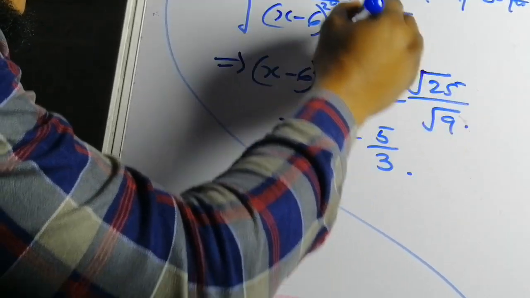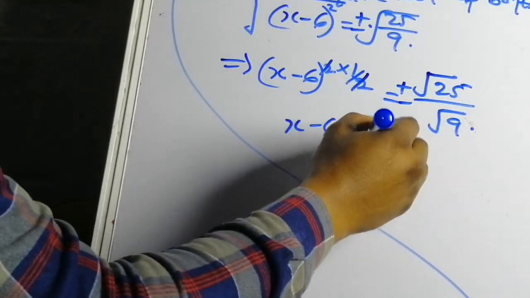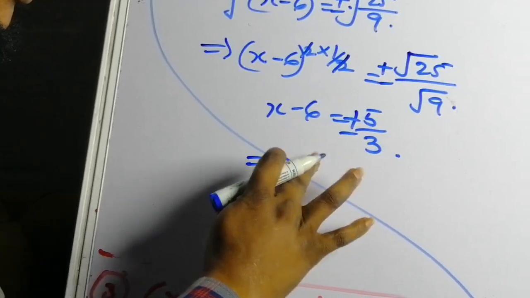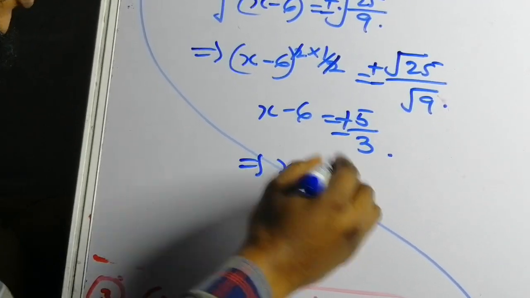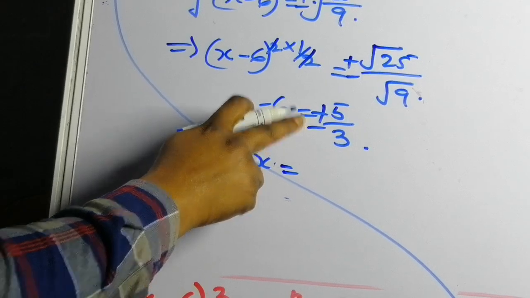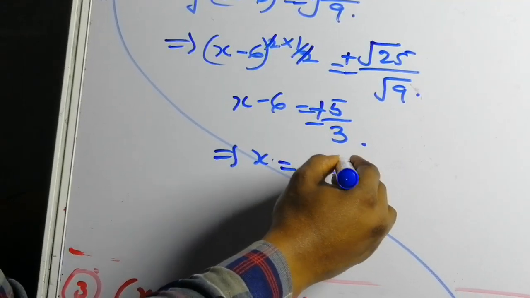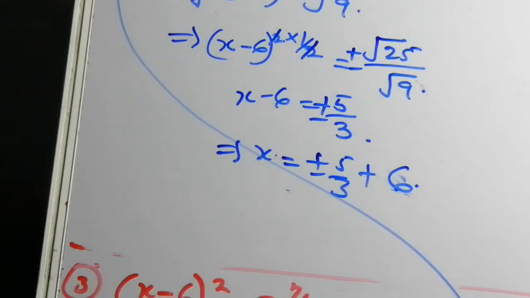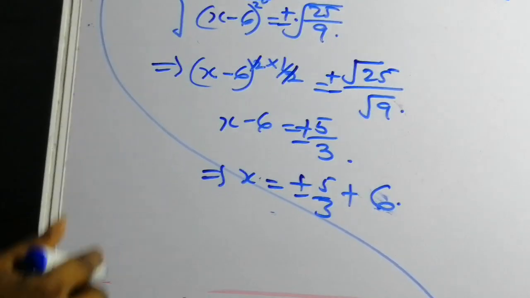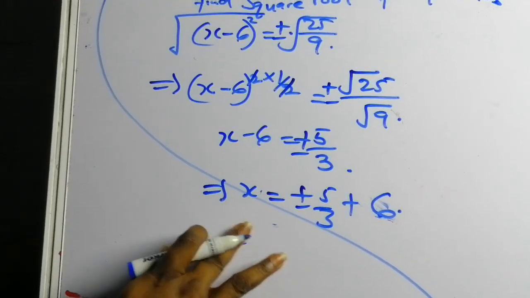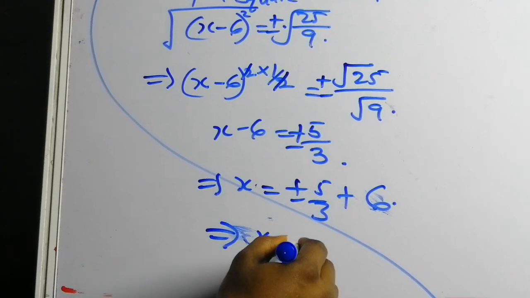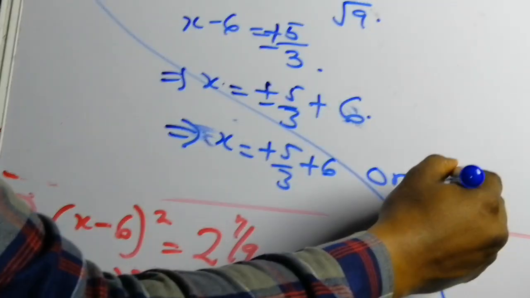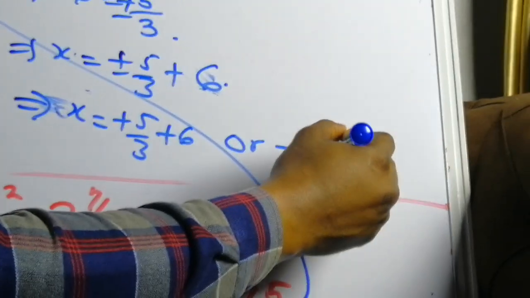And don't forget our plus and minus. Okay, so this is plus and minus, which implies that x equals, I'm moving my minus 6, crossing the equal sign to the other side, so plus or minus 5 over 3 plus 6. So minus 6 is moving to the other side, which implies that x equals plus 5 over 3 plus 6, or minus 5 over 3 plus 6.